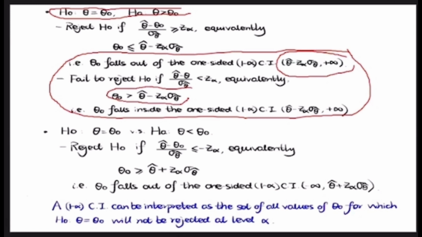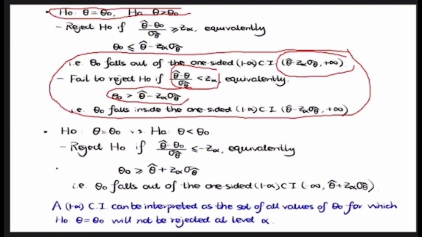Do you see that? It's either we use that or we use this. There are 3 conditions to reject. It's either the z-score less than z alpha, to fail to reject. Don't forget, you are testing greater than, so failing to reject will be less than. Fail to reject H naught if that happens, or if theta naught is greater than that, or if theta naught falls inside the one-sided interval, then you fail to reject for the upper test.